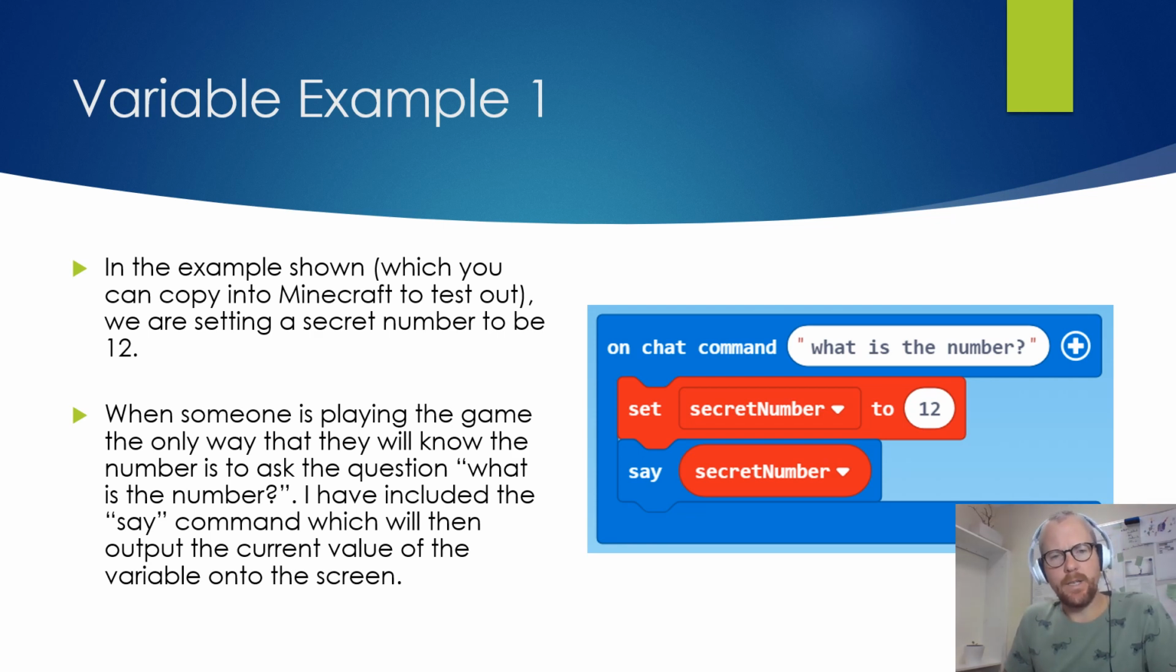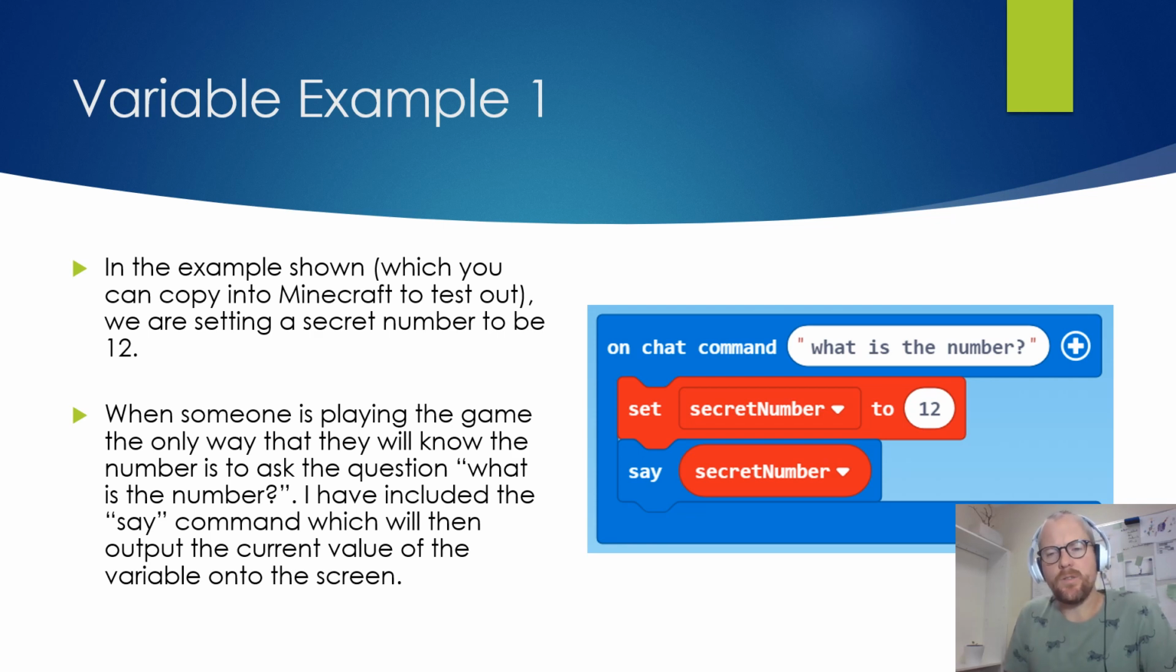All right, so you can see on here that we've got a chat command, which should be very familiar to you by now, and it's got the question of what is the number. If someone goes into their chat window and types in that question with the question mark, it's got to be exact. Computers are not smart, they've got to have it exactly as you've specified. As soon as they type that command out, the second command is setting this secret number to 12.